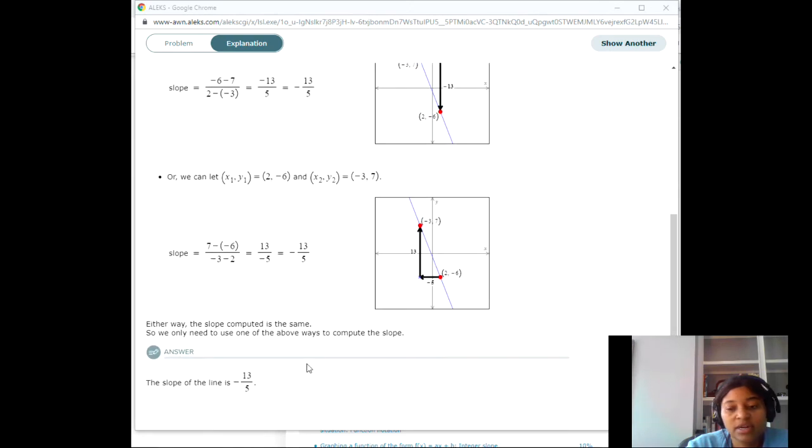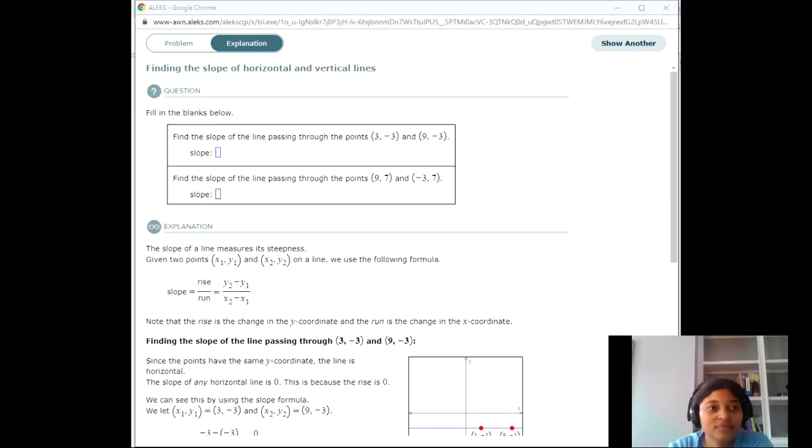Let's move on. Finding the slope of horizontal and vertical lines. Here you can see they gave us 2 problems that we have to work out. So here we have 3 and -3, 9 and -3. And for the second one that we have to find the slope of the line passing through the points is 9 and 7 and -3 and 7. Don't forget, we always have to use the slope formula, which is rise over run. Rise is y, x is the run.